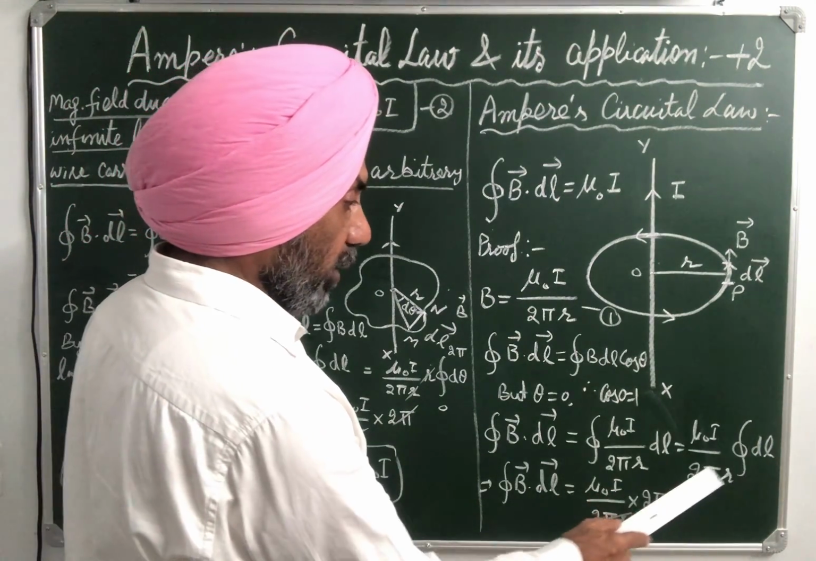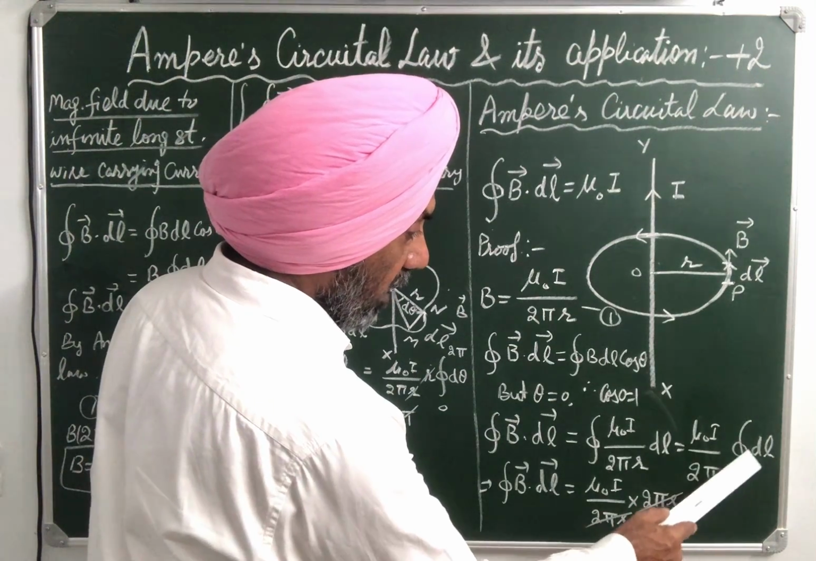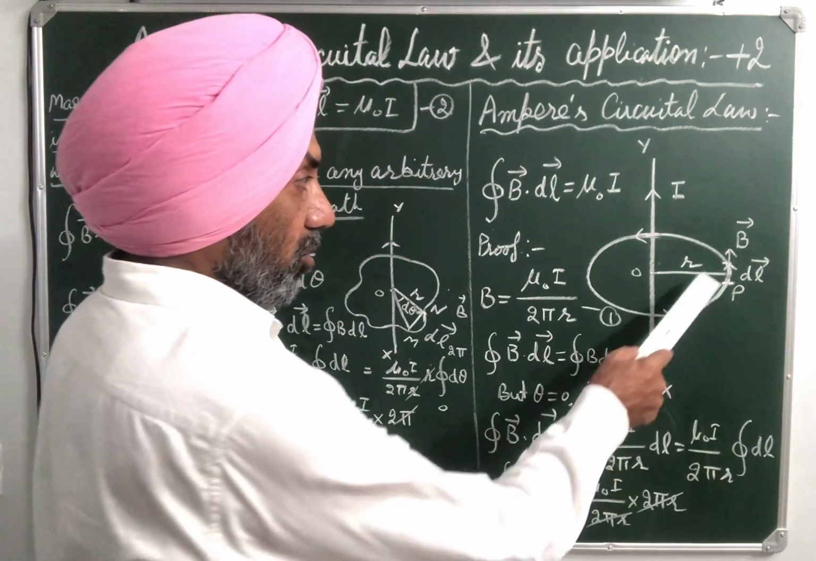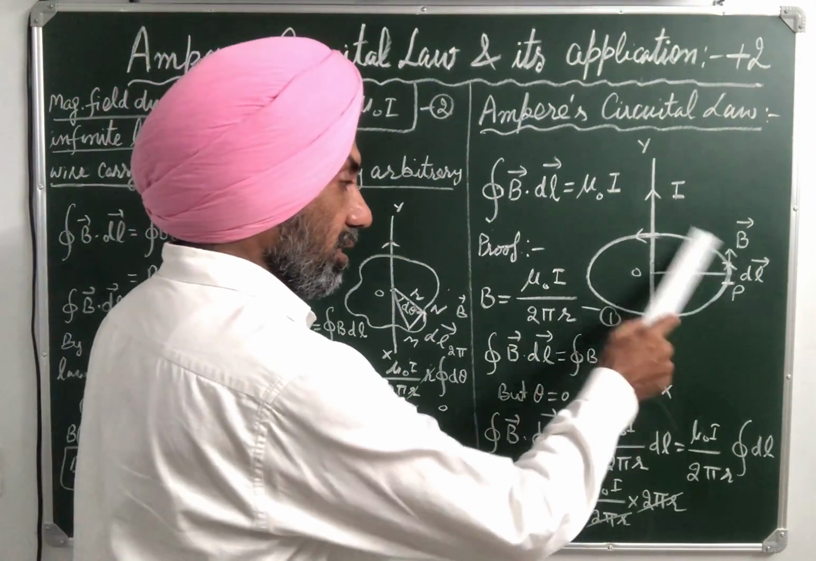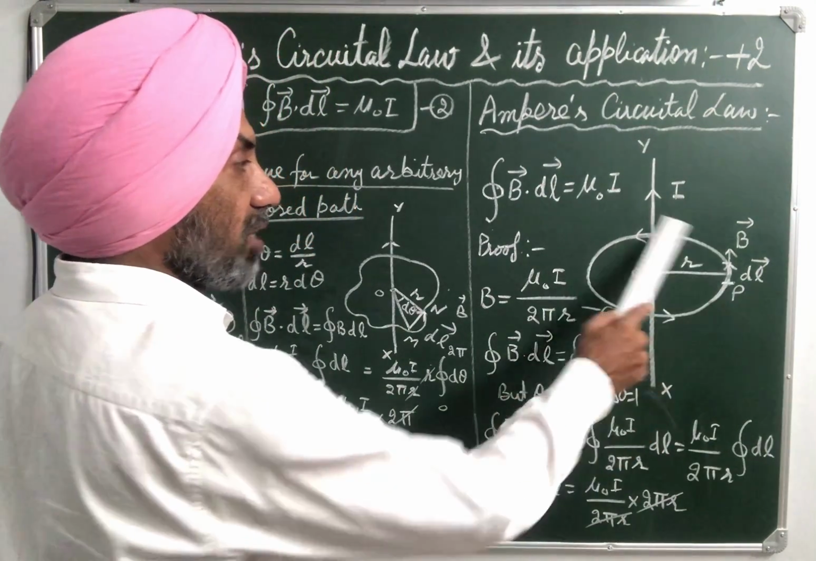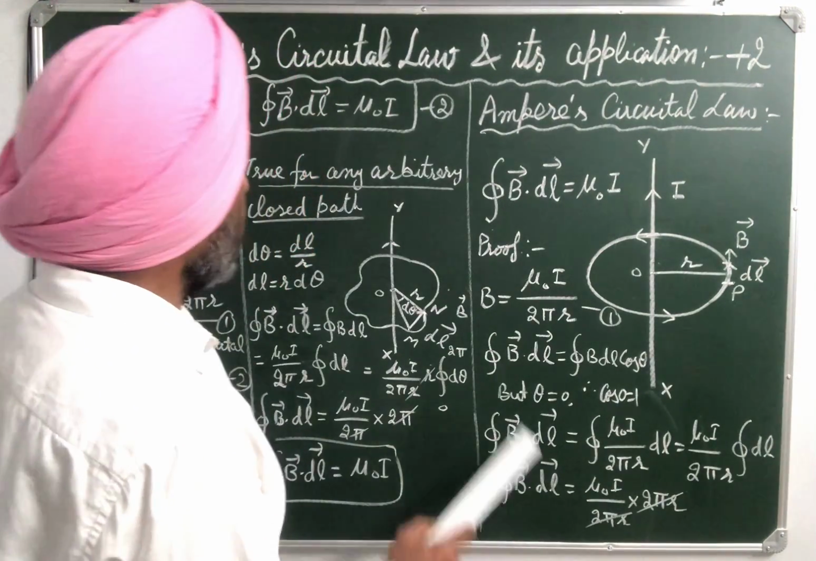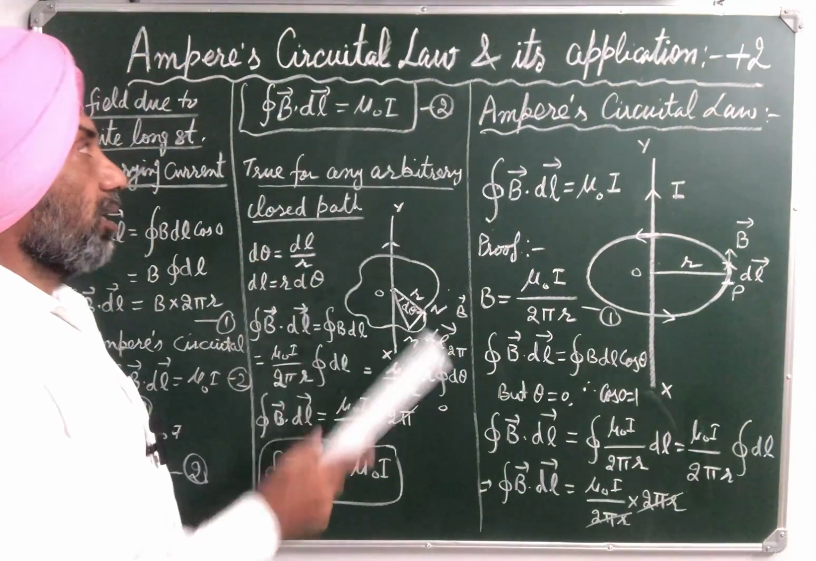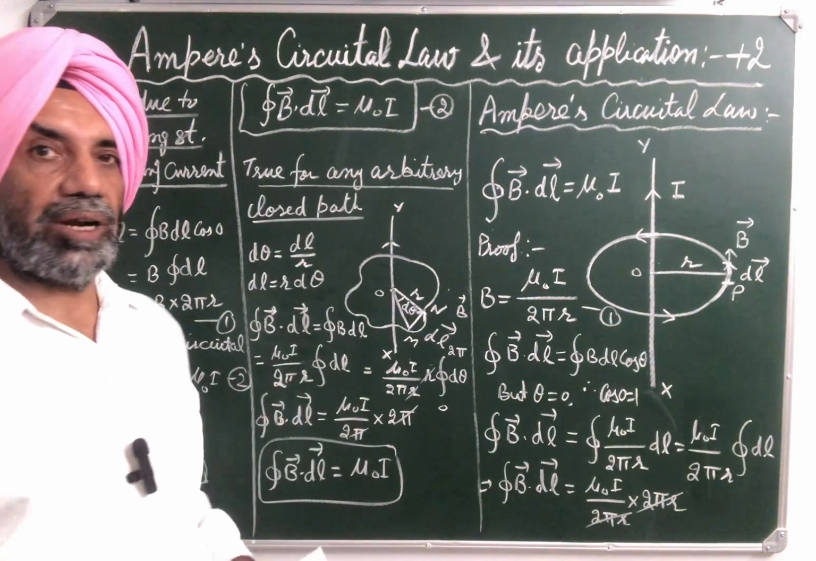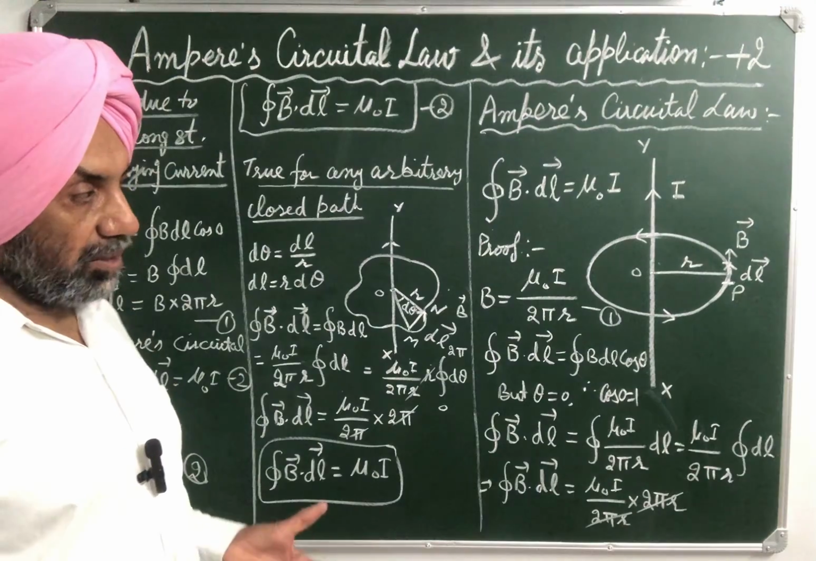Now mu naught I by 2 pi r can be taken outside the integration. It will be the integral over the closed path of dl. So the total integral of dl over the closed path will be equal to 2 pi r, the circumference of the circle. So 2 pi r cancels. So we get the line integral B dot dl is equal to mu naught times current, which is a proof of Ampere's Circuital law. Very simple.